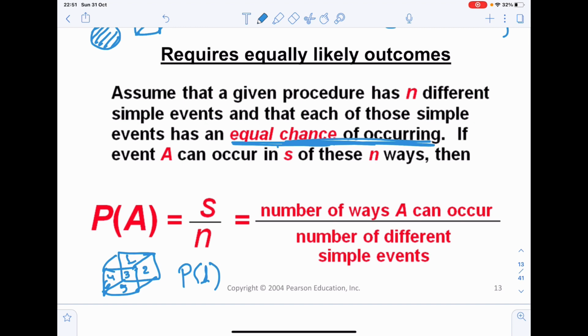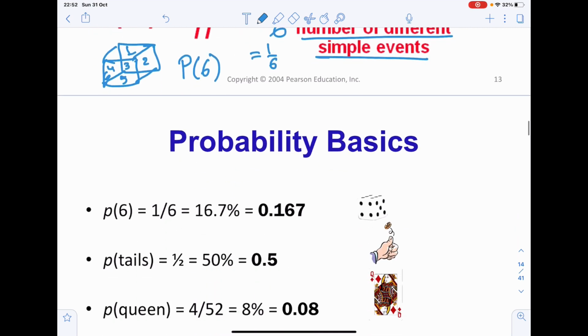How many faces carry the number one? One face, so I will put one. Or, for example, what is the probability of 6? How many faces carry the number 6? Also one, over the number of different sample events. How many events do I have here? It could come up one, two, three, four, five, or six. So I have 6 possible faces, so I'm going to put 6 in the denominator here. So the answer would be 1 over 6.